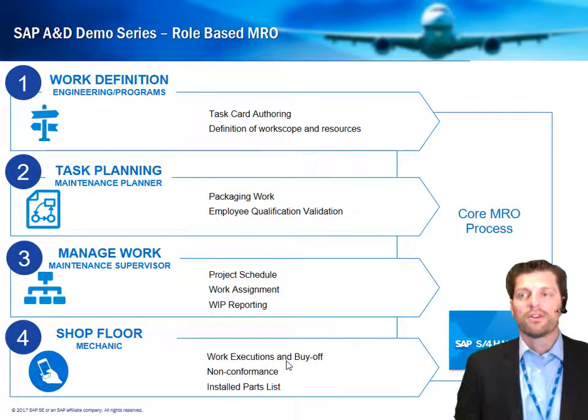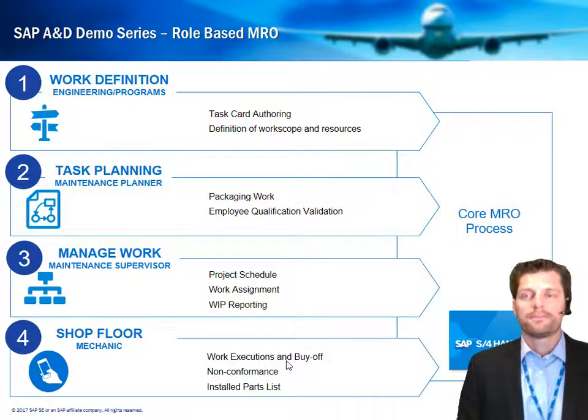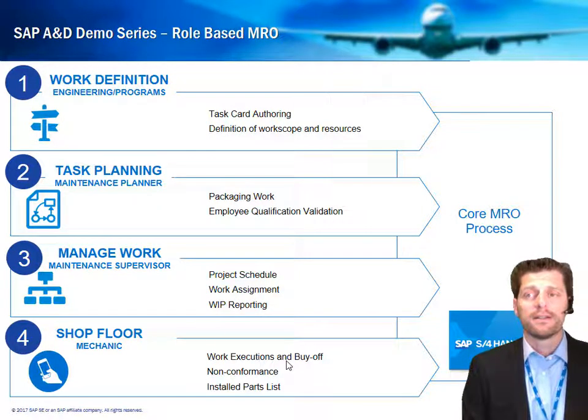So as part of this series, we're going to cover off 4 key areas, and they're based on specific roles. So the first role is more from an engineering or programs perspective, program managers or your engineering group. The second is around task planning for your maintenance planners or maintenance planning organization. The third is the maintenance supervisor or shop floor foreman. And lastly is the shop floor mechanic or inspector.